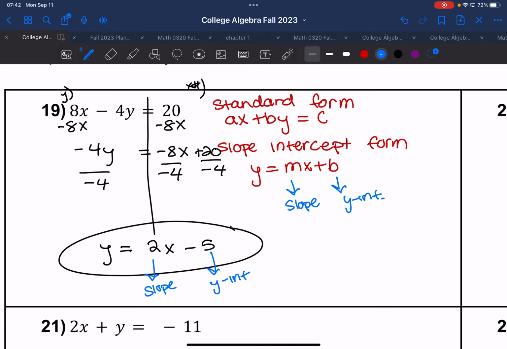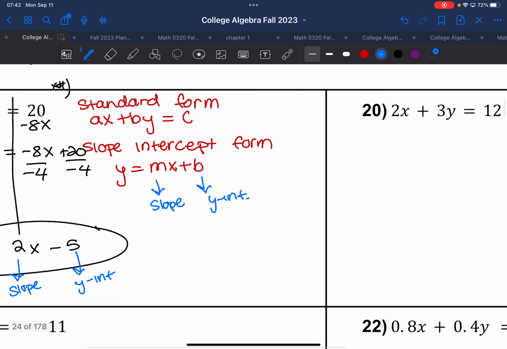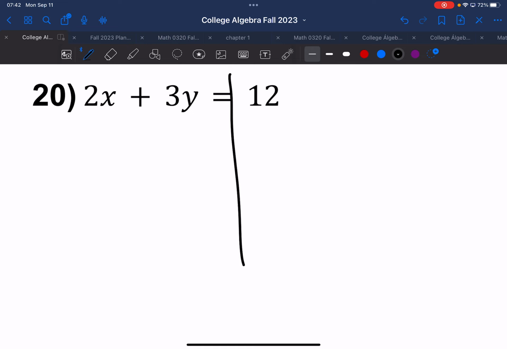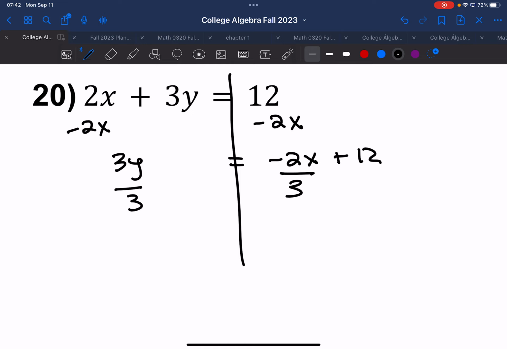I'm going to go ahead and do number 20, and then you guys are good to go. So on number 20, we want y by itself. So what are we going to move first? The 2x. So minus 2x. Is it going to combine with the 12? No. So we have 3y is equal to negative 2x plus 12. And what's our last step? Divide by 3. Every term divided by 3.